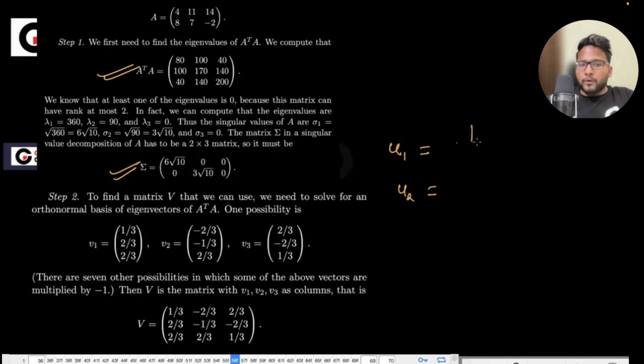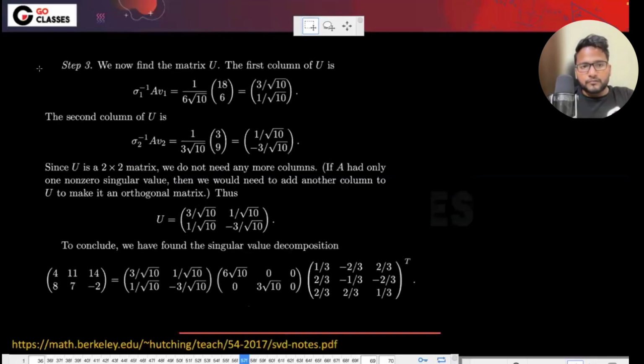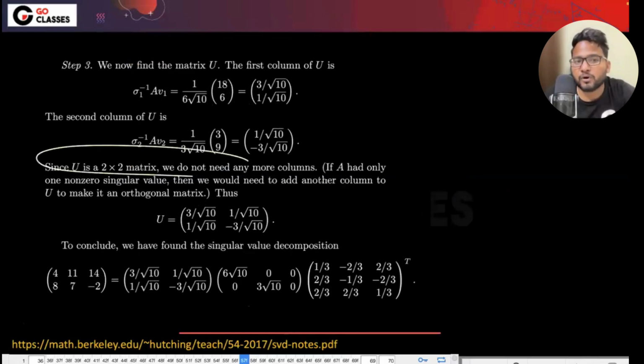So what is the u1 here? u1 will be 1 upon sigma 1, which is this value, into A into v1, right? This will be 1 upon sigma 2 into A into v2. The calculation I'm not doing, but the answer I have is this. 1 upon sigma 1 A v1 is basically u1. This is u2. Since U is a 2 by 2 matrix, we do not need any more columns. So fortunately, just a sigh of relief, we don't need any more columns.